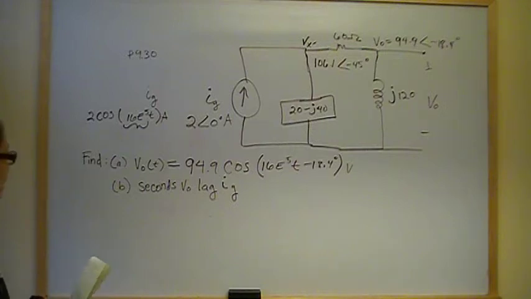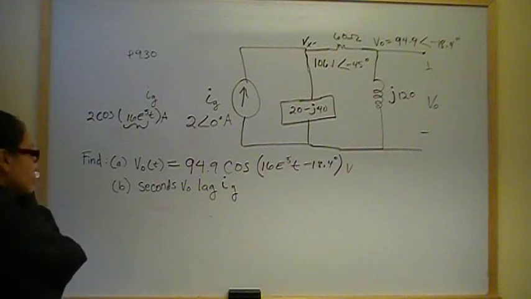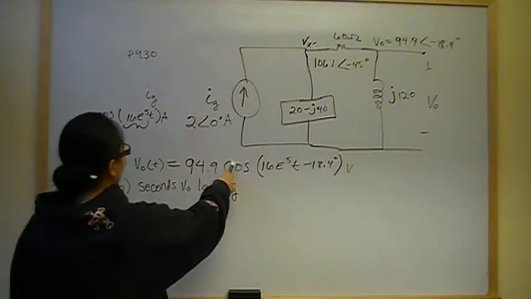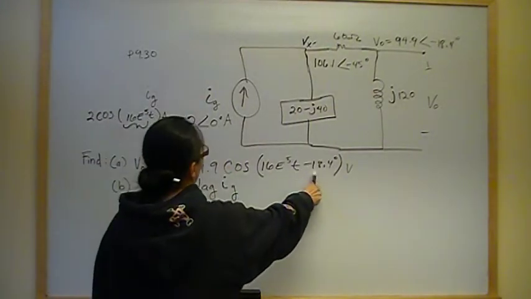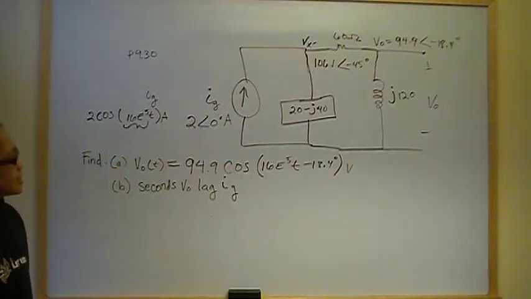Okay, so that's part A. Part B is a bunch of definitions and conversions. It's basically a conversion problem. We need to know how many seconds this function lags this. Voltage lags current in this circuit by 18.4 degrees.